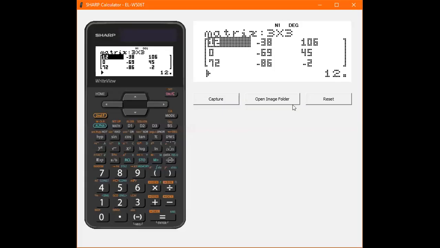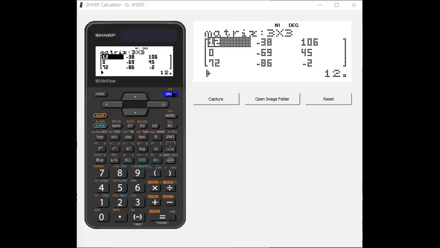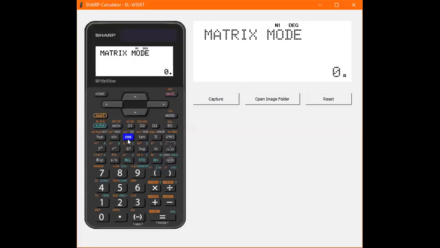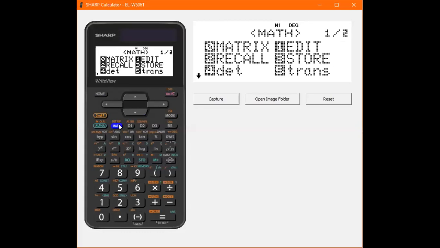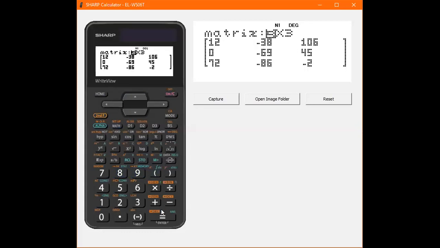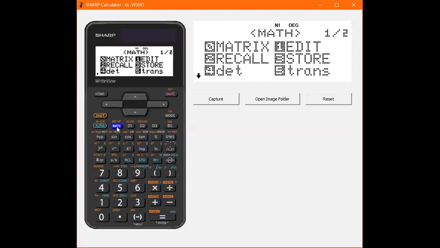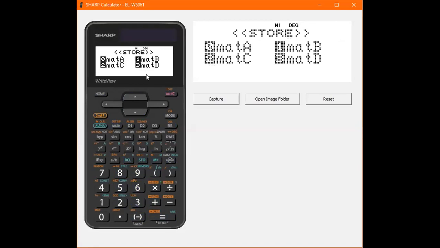So back to these matrices here. Okay, so we've got our A matrix. Let's save another matrix into B. So we're going to say edit. Let's leave it as a 3 by 3. I'm just going to, in fact, let's leave this one. No, let's change it. I'm going to leave the rest as it is. Okay, and then I'm going to store it. And now I'm going to store it into matrix B.